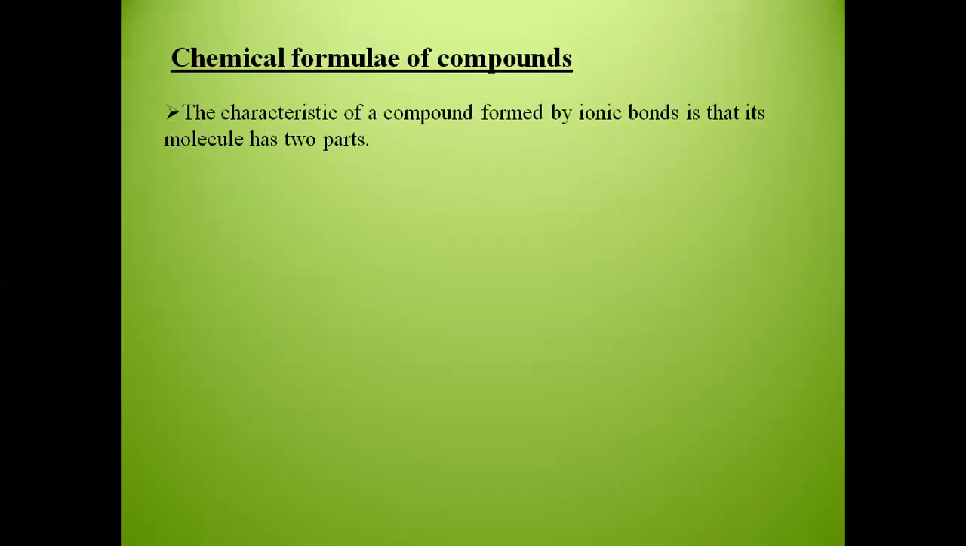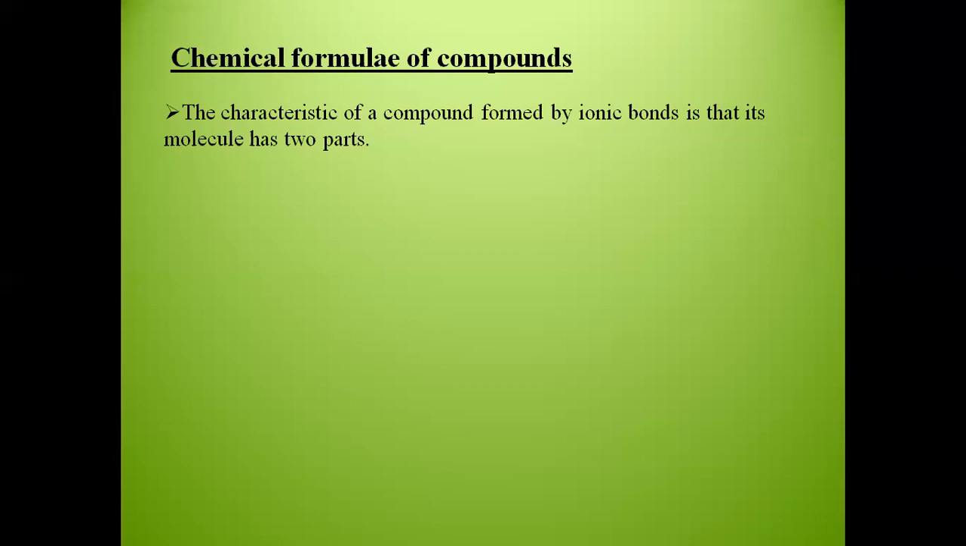So chemical formulae of compounds, my dear students, the characteristic of a compound formed by ionic bonds is that its molecule has two parts. You might be feeling, ma'am, what is all this? We don't know. Let me come to this one word individually here. We all know what is a compound. A compound is formed by two or more elements combined together in fixed proportion. This is the definition we have learned of a compound.